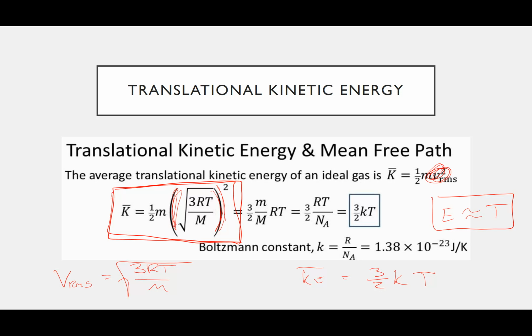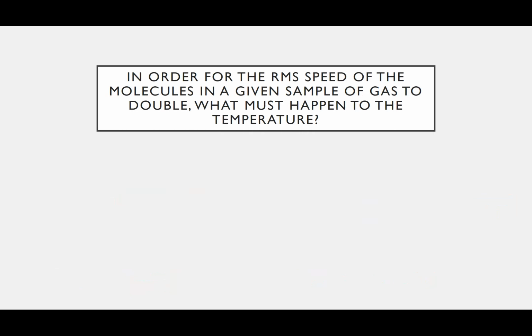So we'll see what a practice problem looks like on the next slide. All right, in order for the root mean square speed of the molecules in a given sample of gas to double, what must happen to the temperature? So we know that energy and temperature are directly proportional, but what does it have to do with the velocity of the gases?